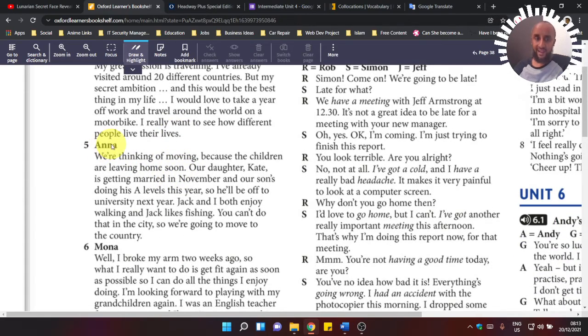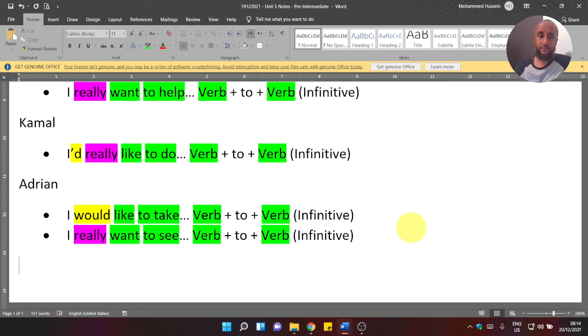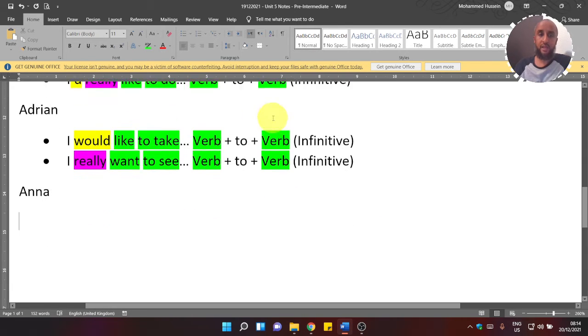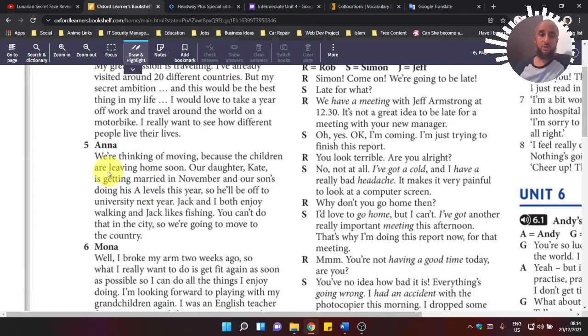Now we're going to look at Anna. Okay, let's write down Anna, and write a bullet point for her as well. "So we are thinking of moving." Now, this is kind of a pattern, but I'm not going to talk about that yet. "So we are thinking of moving because the children are leaving home soon. Our daughter, Kate, is getting married in November."